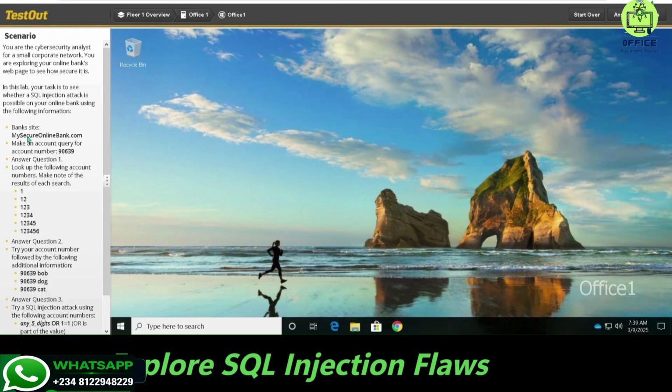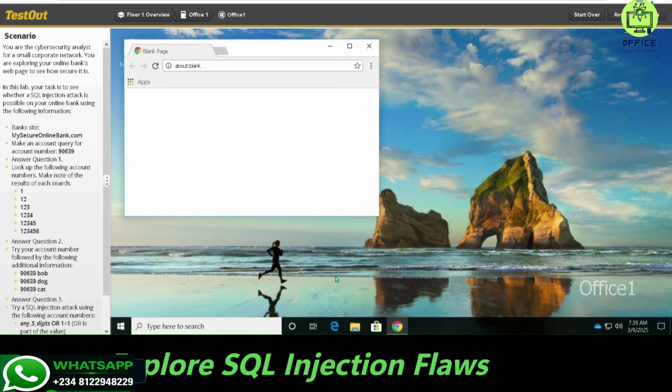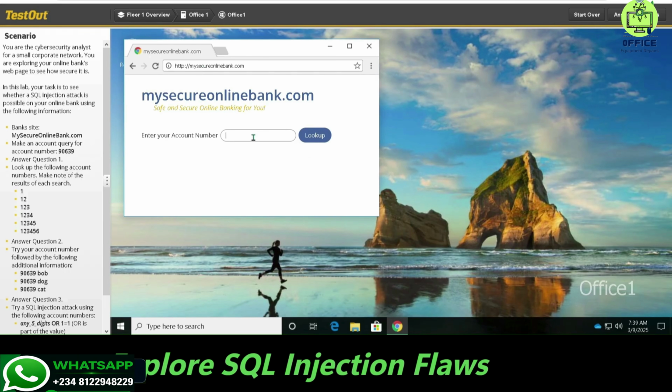Alright, we're inside the lab. We want to go to Chrome and copy these, paste it in here. And for this, we're going to copy this account number, or I will just type it in: 90.6.3.9. Go ahead and look it up.